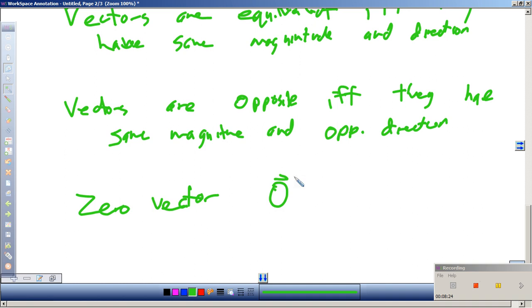I guess you could say it that way. But it comes into play later. Read this chapter, but it's important. It has zero magnitude and can be considered going any direction we want. Is that the notation for it? Yeah. Is that the only way to write it? Well, you might also see it written as a bold zero.